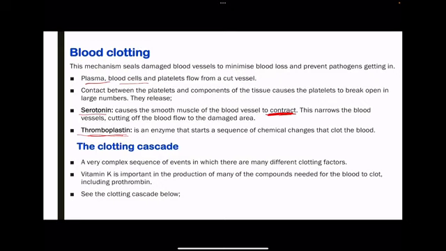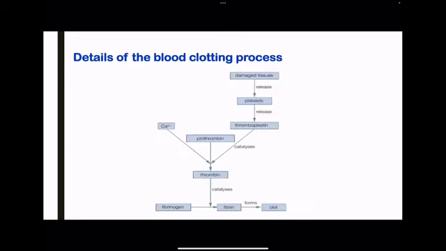So that clotting cascade I talked about is kind of complex, but we need some clotting factors like vitamin K, which is important in the production of many compounds needed for blood clots to be formed, including prothrombin. So on the next page, let's look at this clotting cascade. Like we said already, there is going to be damage to the tissues, and then there's going to be release of these platelets. These platelets could burst open or break apart, and when they break, they release thromboplastin, which is an active enzyme that catalyzes the conversion of prothrombin into thrombin.